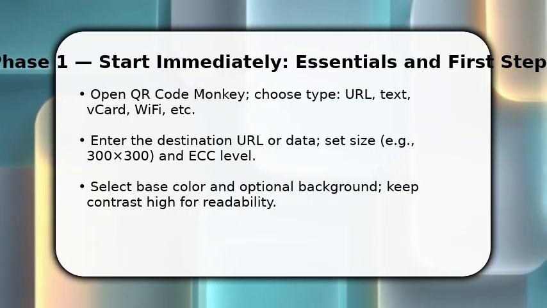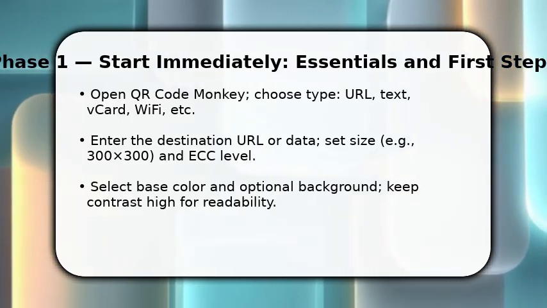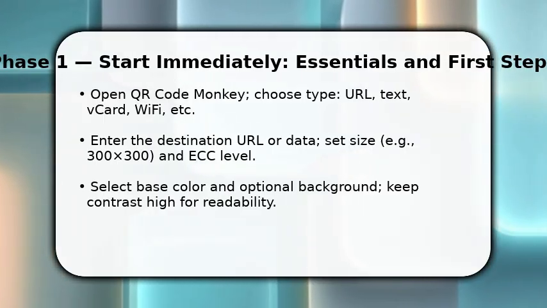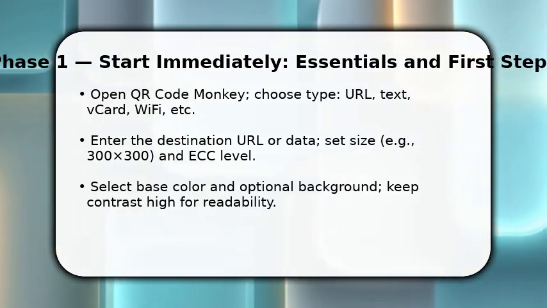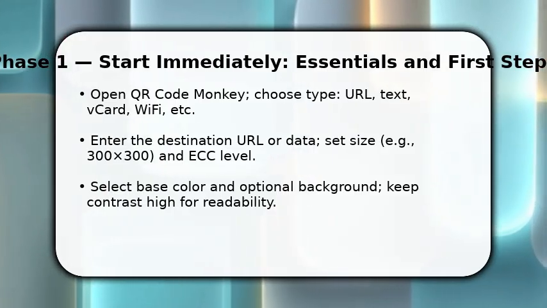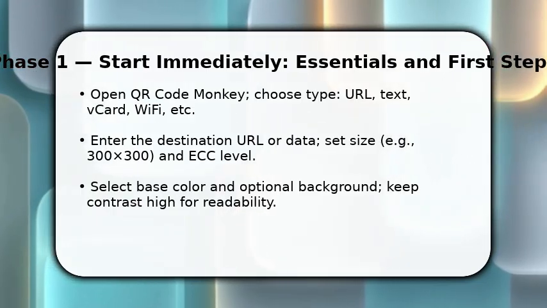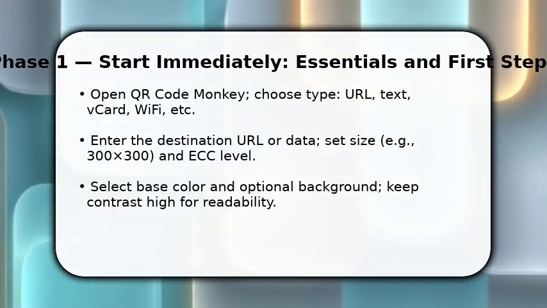You begin by opening QR Code Monkey and selecting the content type you need. URL is most common. Enter your destination exactly because QR encoding embeds that data. Once done, set output size. 300 times 300 is a good start, and pick an error correction level that fits your use case.